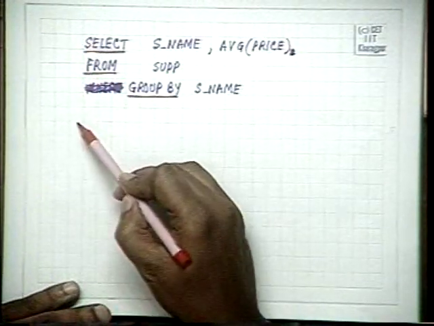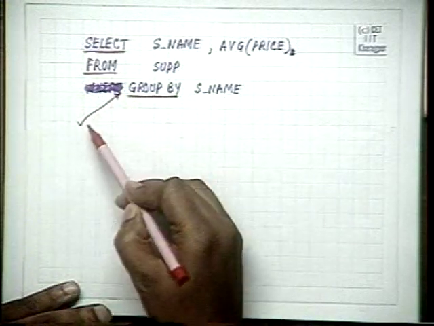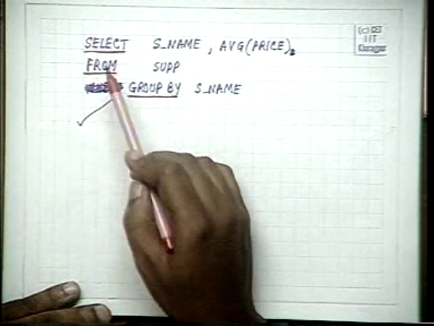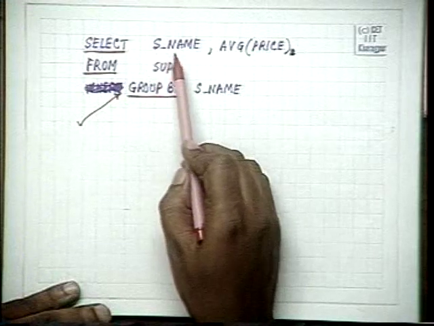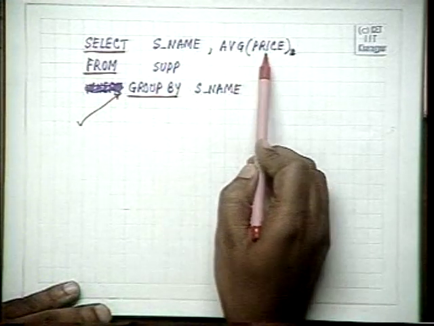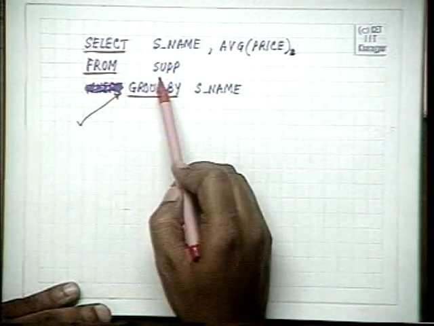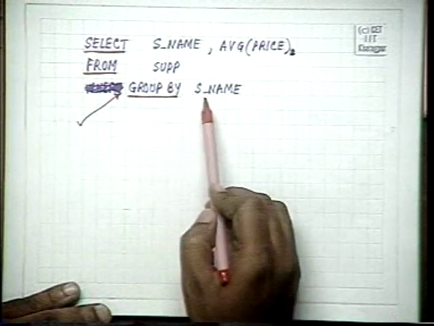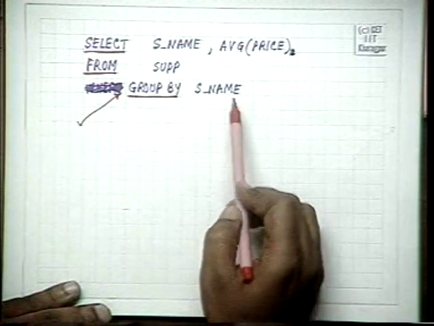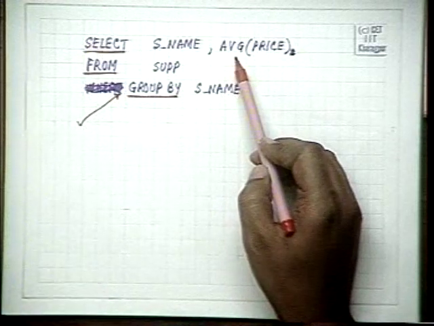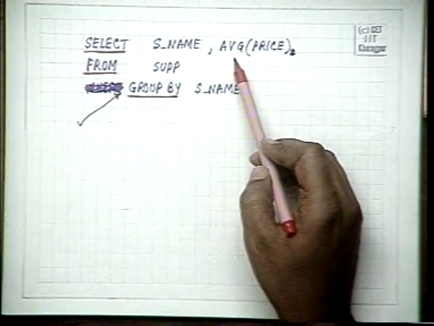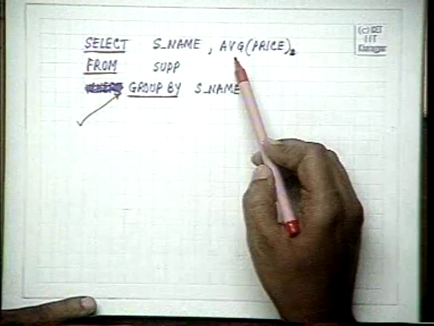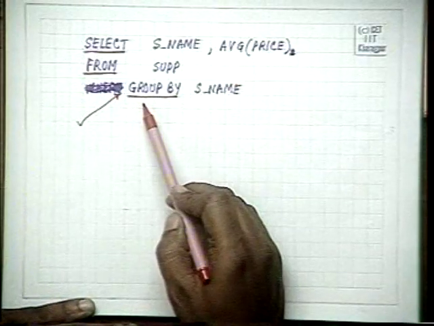We have the additional statement here, group by. Select S name, average price from the sub relation group by supplier name. Now the aggregating functions will be on groups because they are aggregates. Average is an aggregate of a set. So that set will have to be defined by a group definition.